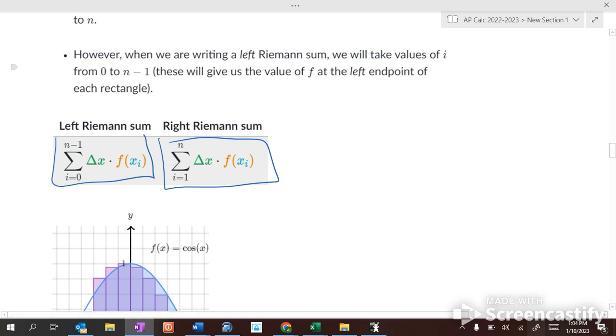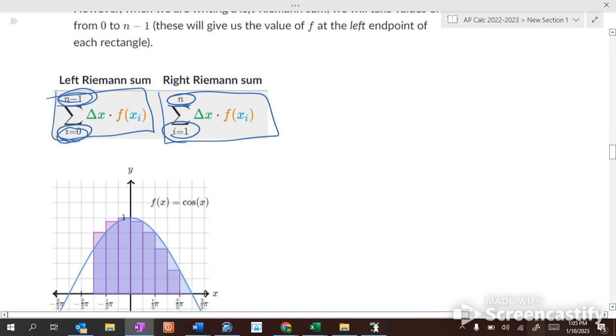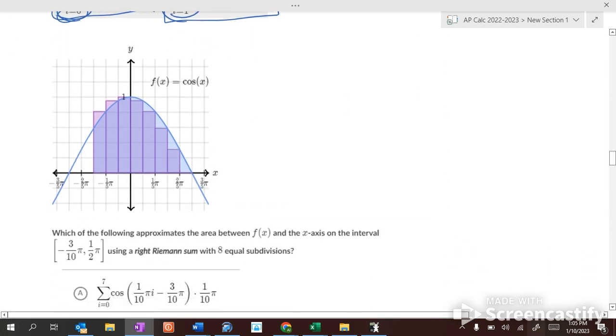Our left Riemann sum is a little different because when you go from the left side, we make i equals 0 and go to n minus 1 because it's to the left, not to the right. So we have to subtract off one value of it. So if we subtract off one value, 1 becomes 0 and n becomes n minus 1. Okay? So looking at this one, it's a trig one, which is not so bad.